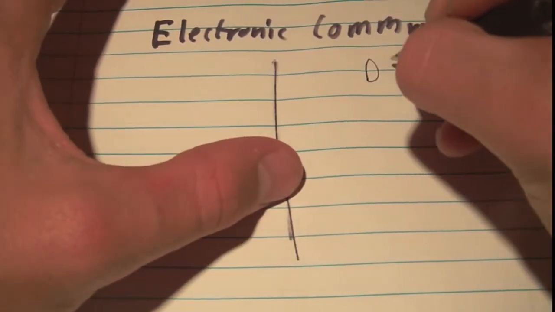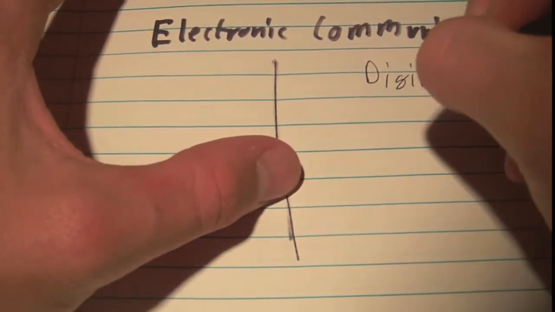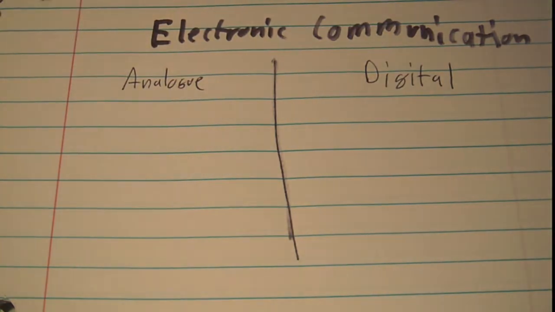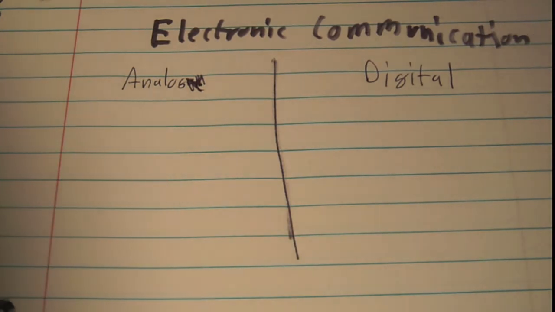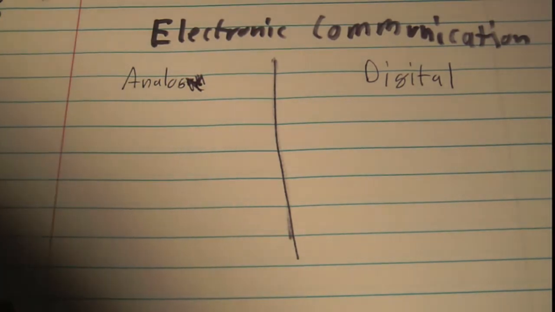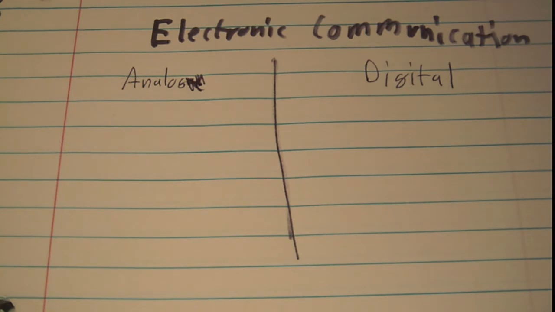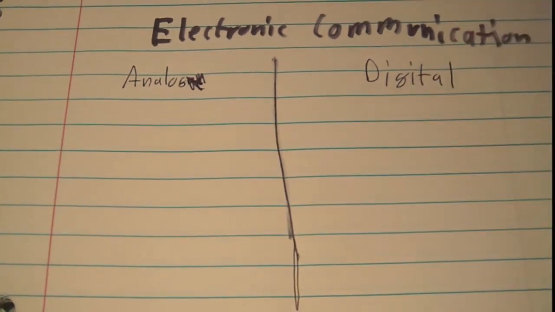So you have digital, and then you have analog. Okay? I probably spelled that wrong. There we go. So you have these two separate modes for communicating, for sending information through an electronic signal.